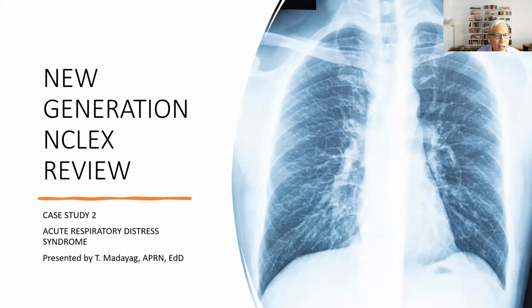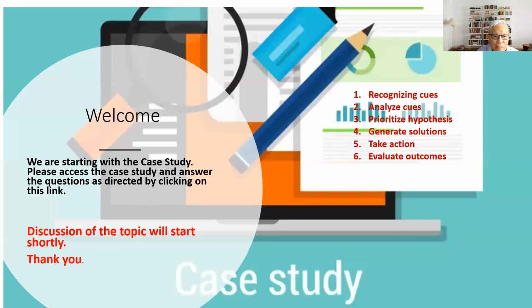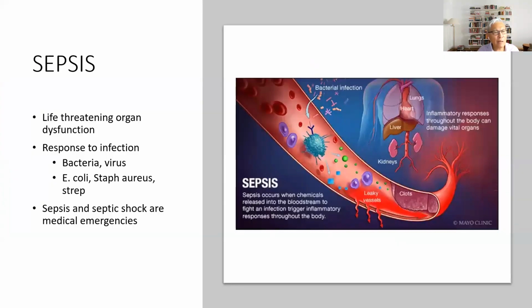Our topic for today is actually a combination of septic shock complicated by ARDS. So let's begin this discussion by talking a little bit about sepsis, because that's the precipitating event that caused the ARDS. So sepsis is a life-threatening medical emergency, and this is caused by an exaggerated or overblown response to infection.